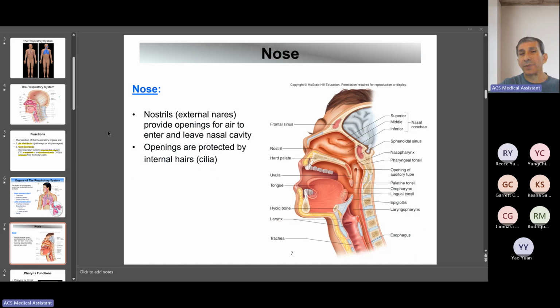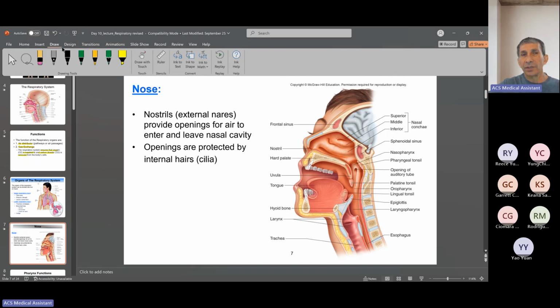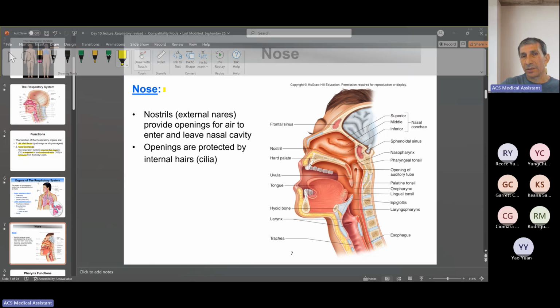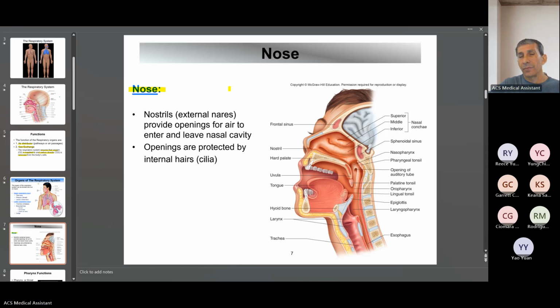Okay, so let's begin with the nose, because that's the first structure that we use to enter air, right? So the nose contains nostrils, which are the external nares. Nares are these openings. Nostrils are these two openings that we have at the beginning of the nose and the little tunnels that follow forward or inside.